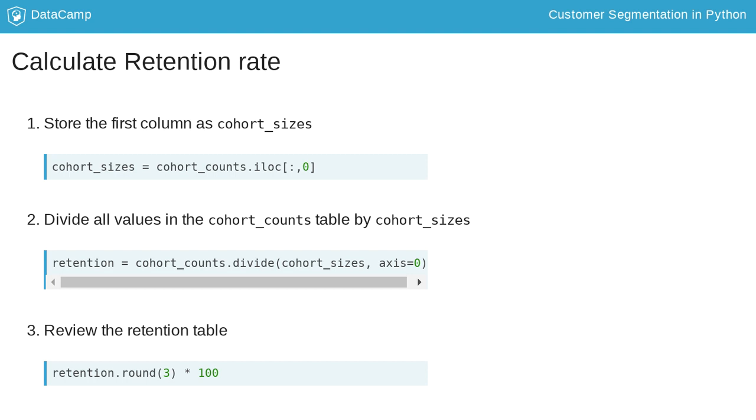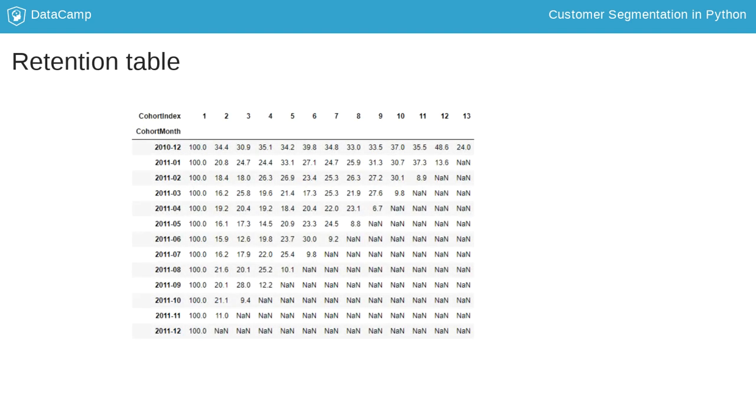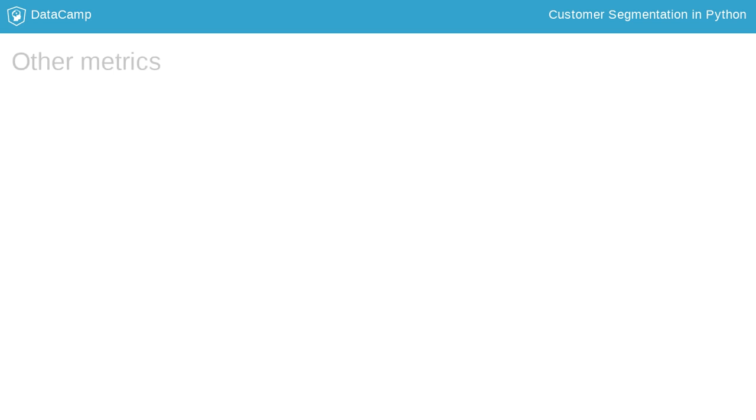Let's take a look at it. As you can see, the first column has a 100% retention rate for all cohorts, as expected. We can now compare the retention rate over time and across cohorts to evaluate the health of our customers' shopping habits. Let's take a look at another example.